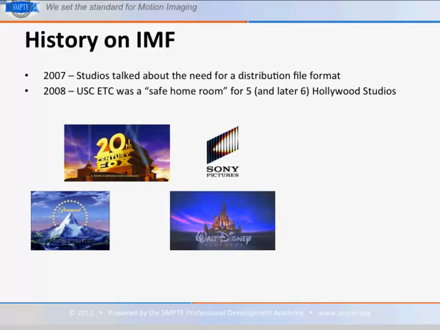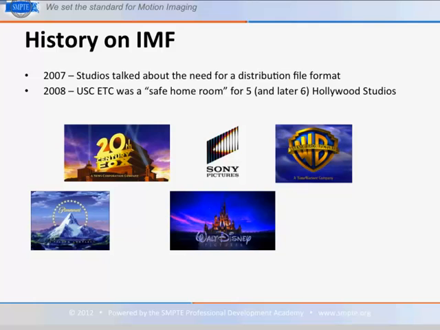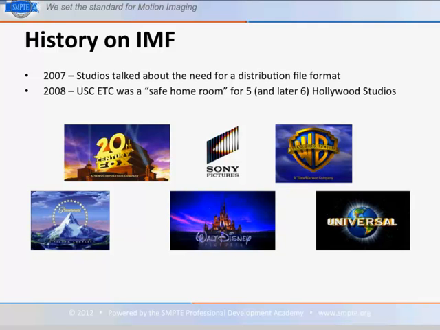So in about 2008, the University of Southern California Entertainment Technology Center created a safe homeroom for 5 of the Hollywood studios, and later on Universal joined as well, so there were 6 studios. It created a place for us to talk in an antitrust environment about the file format. We argued for about 2 years trying to figure out what this file format would be and what codec we should use. Originally it was called the Digital Video Package, or DVP, but along the way we changed the name to the Interoperable Master Format.